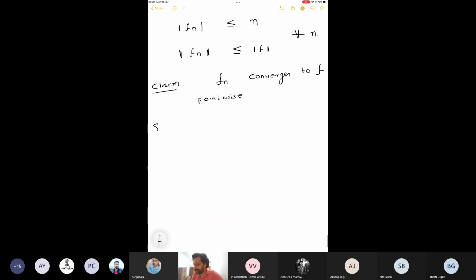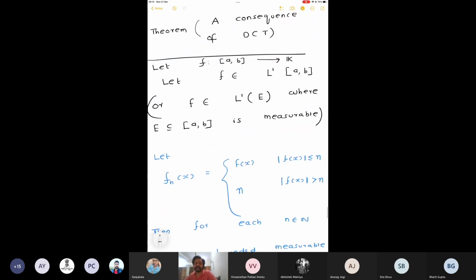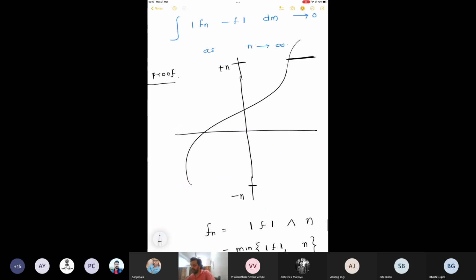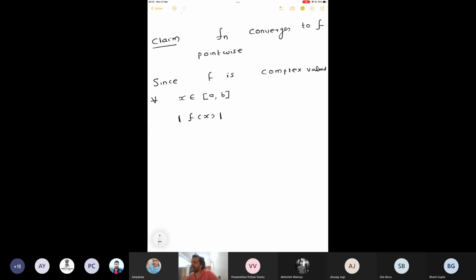Since I'm going to establish this claim, okay? Since f is complex valued, for each x in [a, b], mod f(x) will be a real value. So modulus of f(x) is going to be a finite real number, okay? For every x element of [a, b], modulus of f(x). I'm not talking about an extended real valued function. f is a function from [a, b] to K. K is either R or C. So modulus of f(x) is going to be a finite real number.